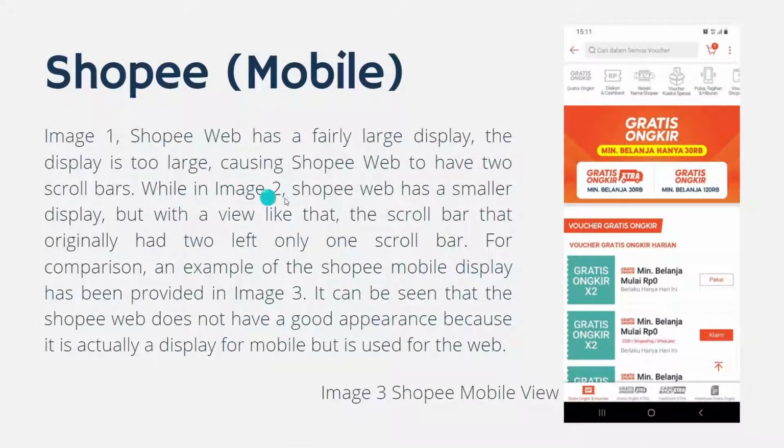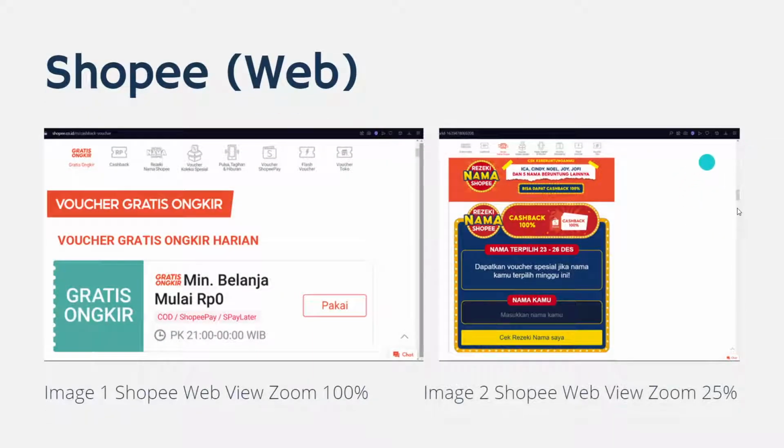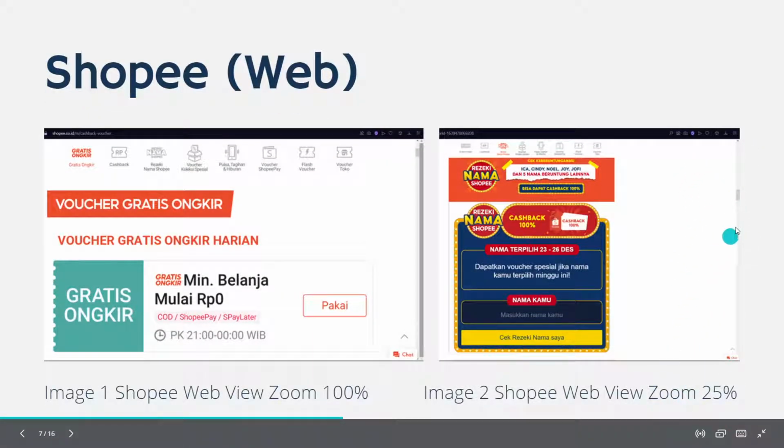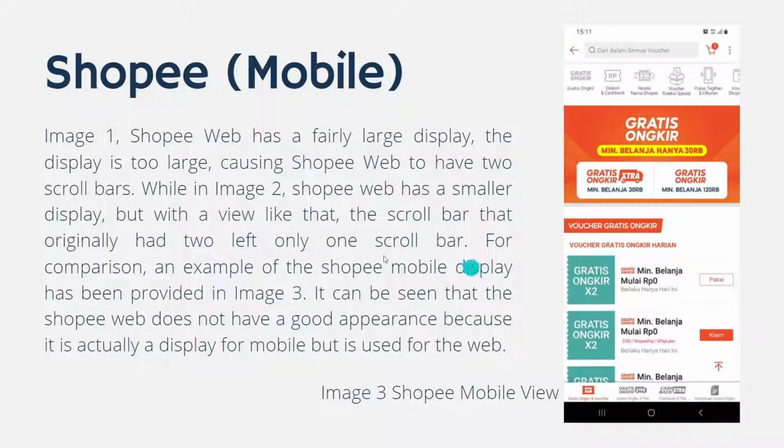While in image 2, the Shopee web has a smaller display, and with a view like that, the scroll bar that originally had two is left with only one. As you can see, when the zoom is 25%, the scroll bar becomes just one. For comparison, an example of the Shopee mobile display is provided in image 3. So it can be seen that the Shopee web doesn't have a good appearance because it is actually a display for mobile, but it is used for the website.